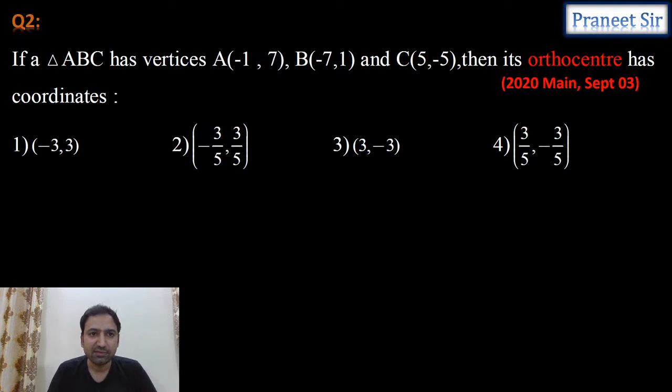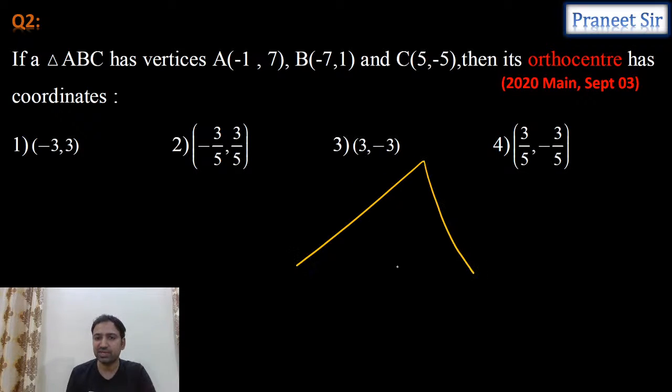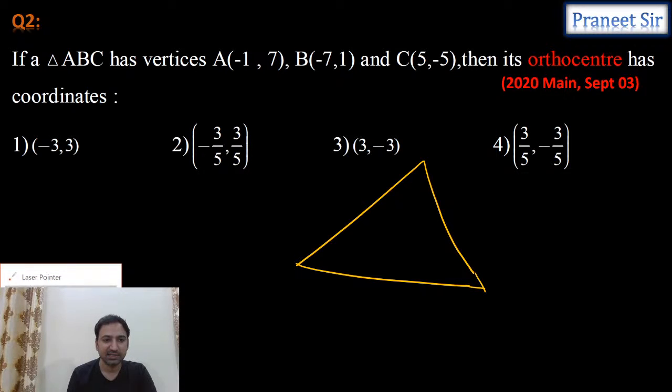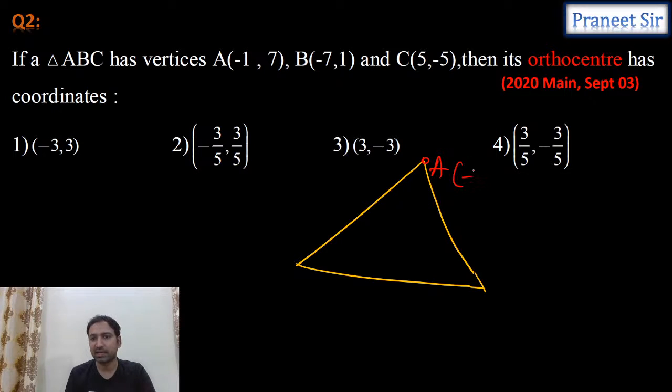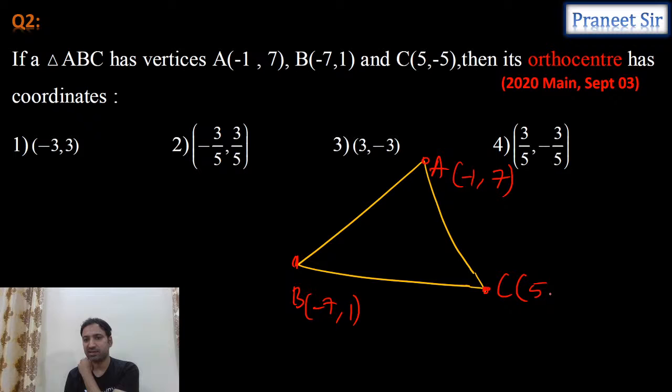Next question: if a triangle ABC has vertices, then find its orthocenter. A triangle ABC is given with the vertices (-1, 7), (-7, 1), and (5, -5). For this triangle, we need to calculate the orthocenter. So let's take these vertices: vertex A is (-1, 7), vertex B is (-7, 1), and vertex C is (5, -5).